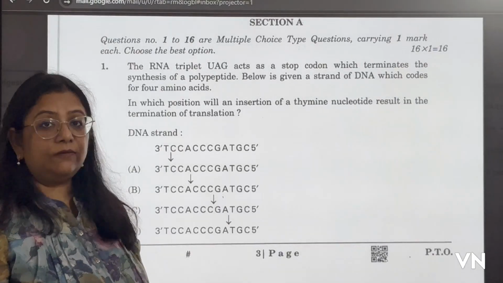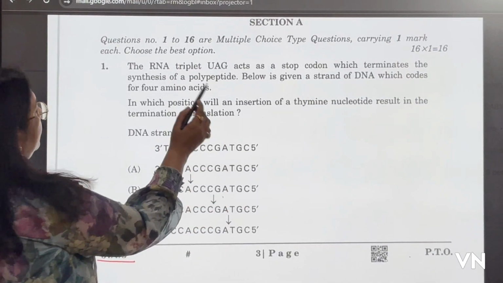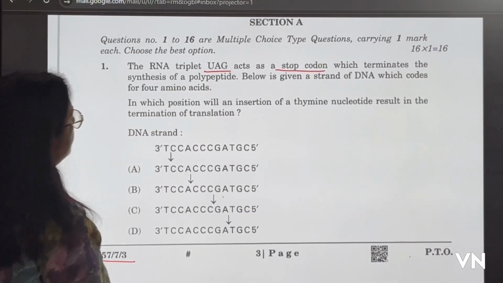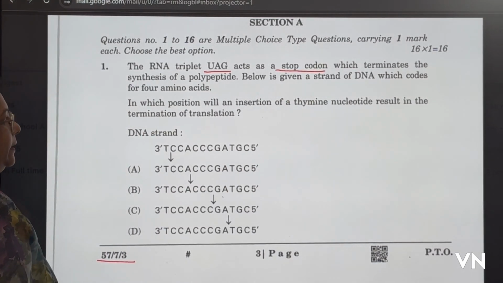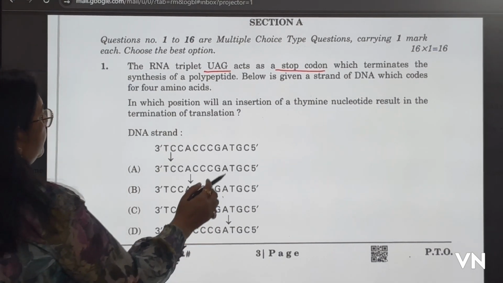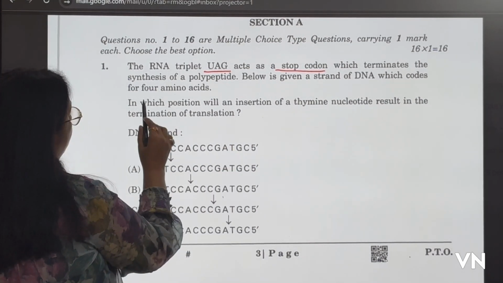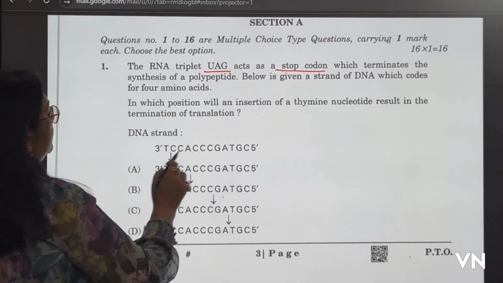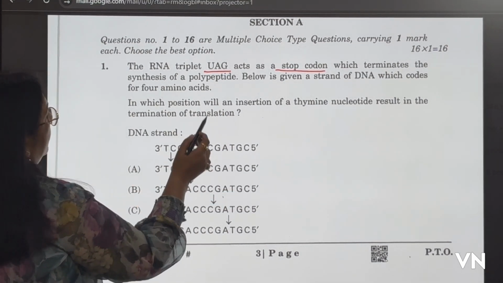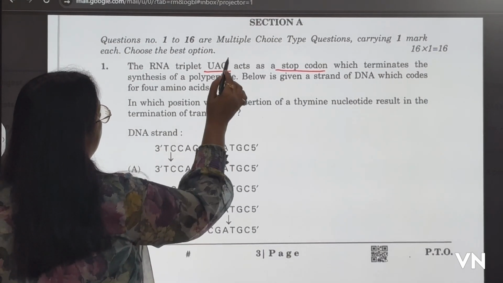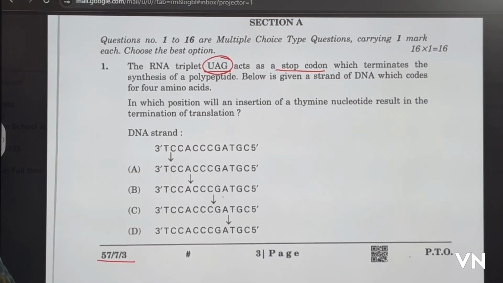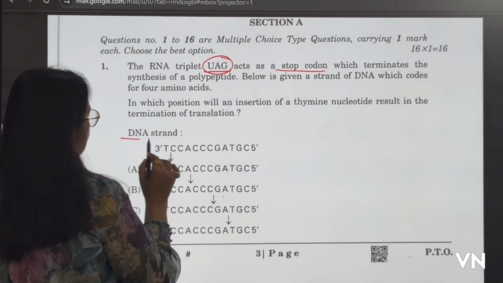So first question of this section A is: the RNA triplet UAG acts as a stop codon which terminates the synthesis of a polypeptide. Below is given a strand of DNA which codes for 4 amino acids. In which position will an insertion of thymine nucleotide result in the termination of translation? It means we require here this type of triplet in the RNA strand, but this is DNA strand.